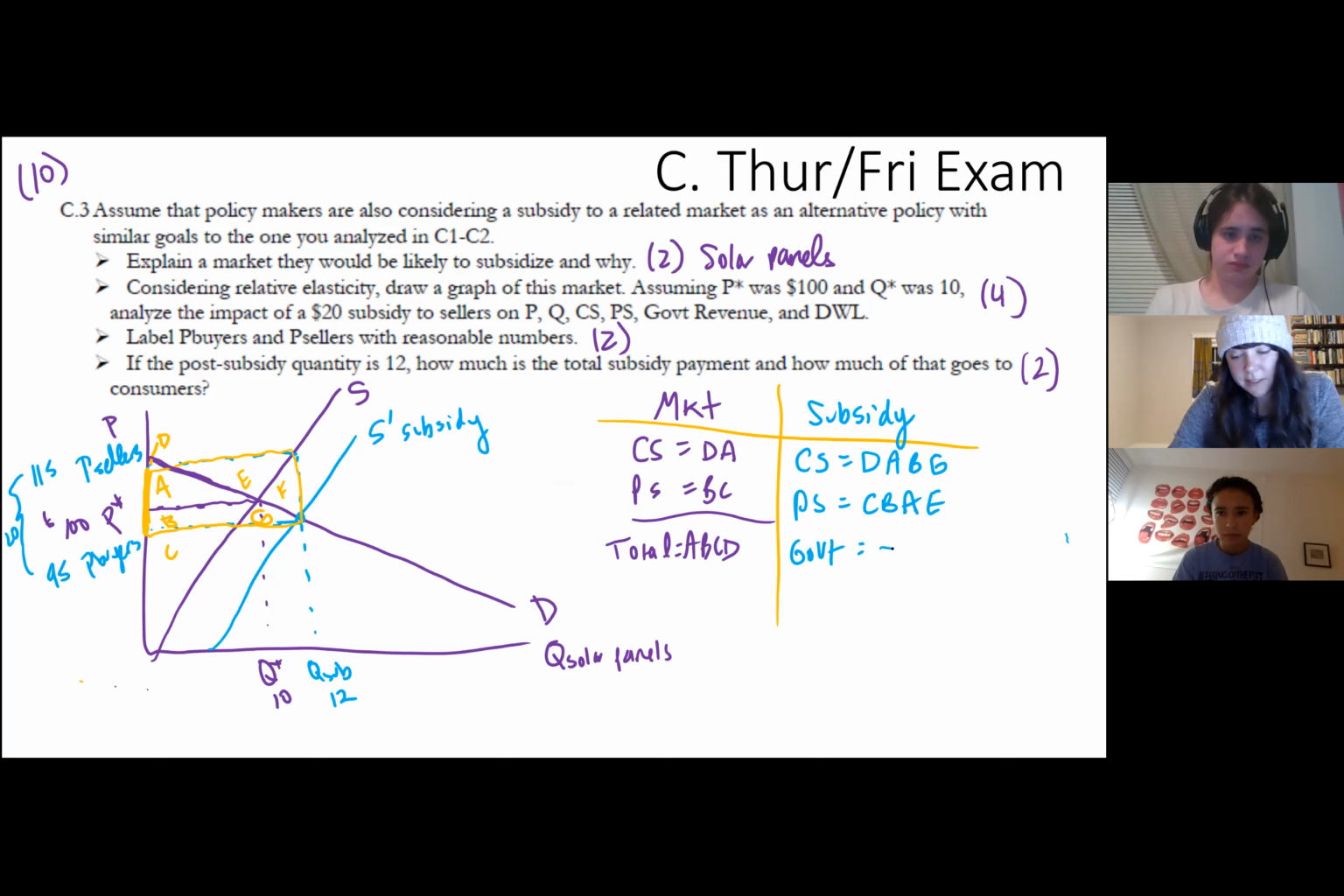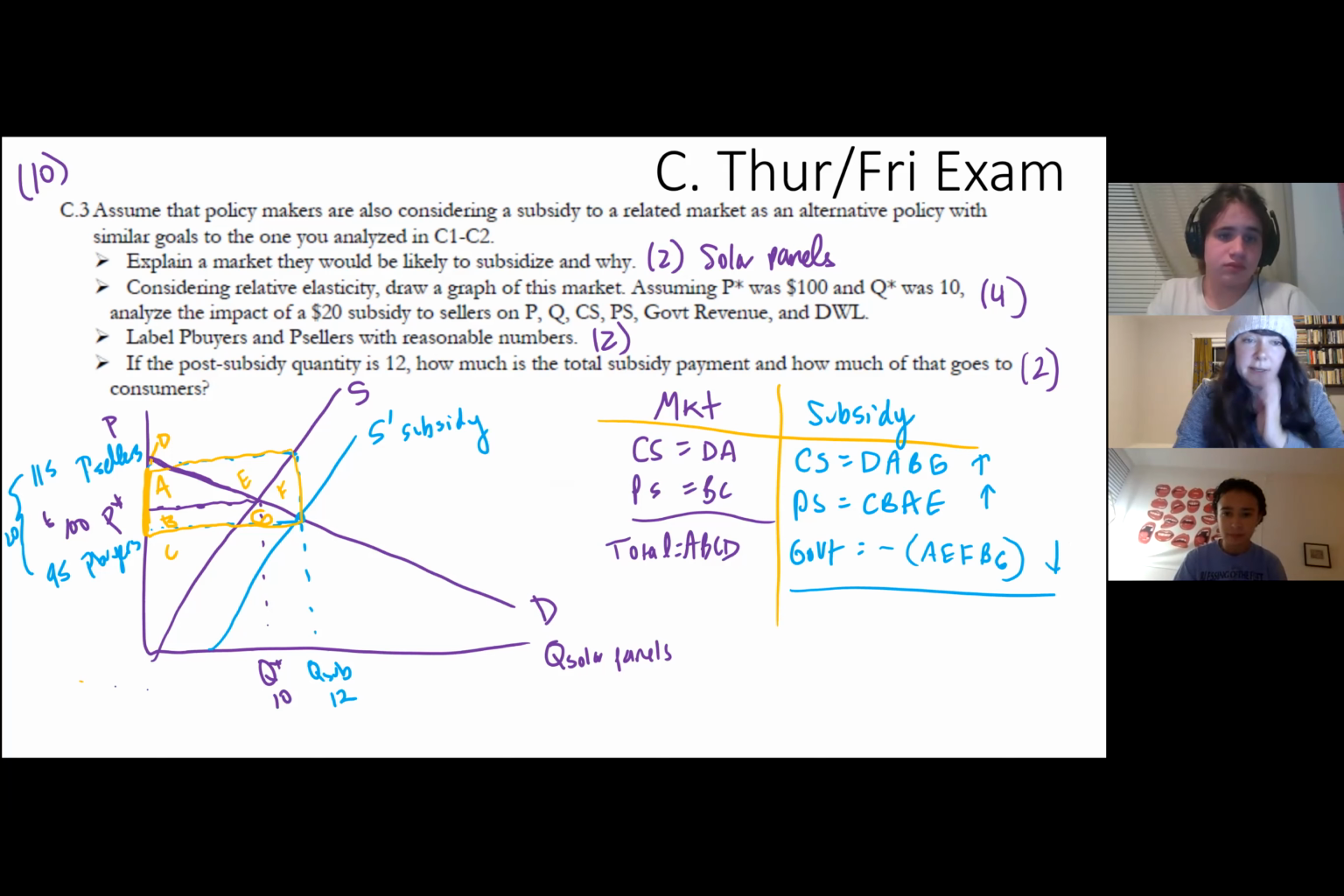But the government is spending money to get us there. So the government is losing money. They're having an outflow. So it subtracts from their total well-being. So consumers are better off, producers are better off, but the government spends A, B, E, F, and G. That subtracts from total well-being. The government is worse off with a subsidy policy.